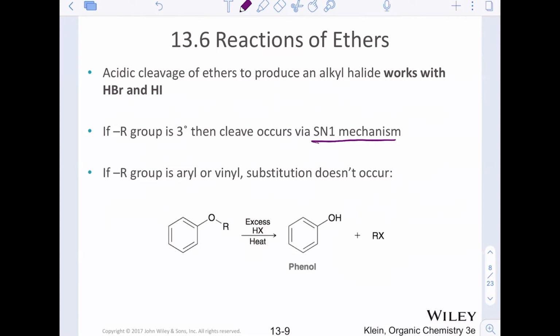Now, if the R group is an aryl, benzene, or a vinyl, carbon-carbon double bond, substitution does not occur. Remember, these do not undergo our SN1 or our SN2 reactions. The SN1 and the SN2 mechanisms are only undergone if an R group is an sp3 hybridized center, not an sp2 hybridized center.